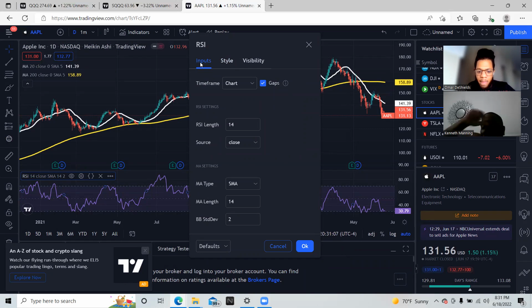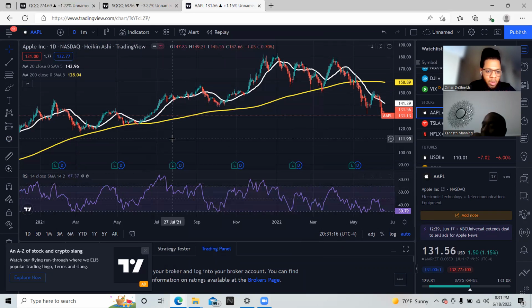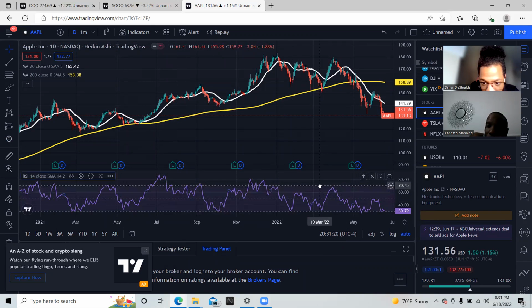I forgot how to change that. We'll explain that when we get to the RSI. I'll explain it. Okay, cool. So let me lower this a little bit just to focus on the chart here.